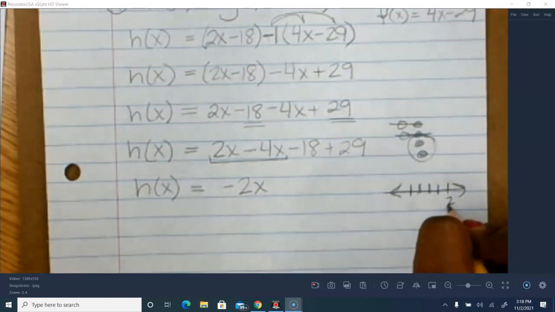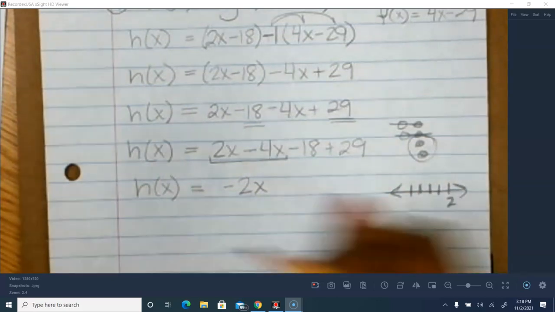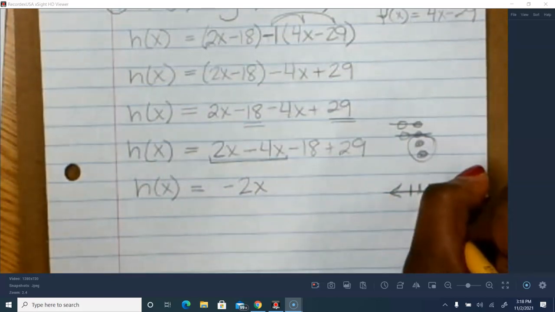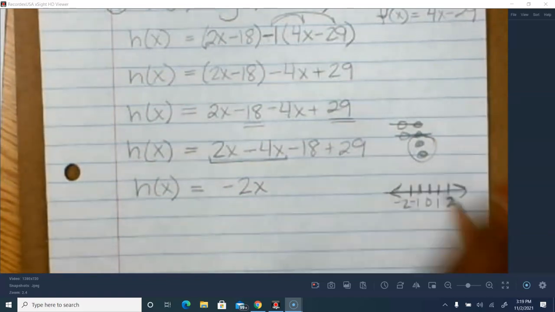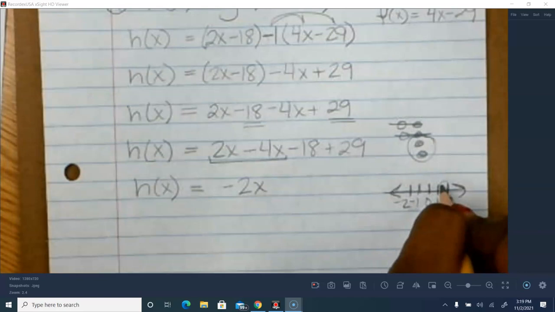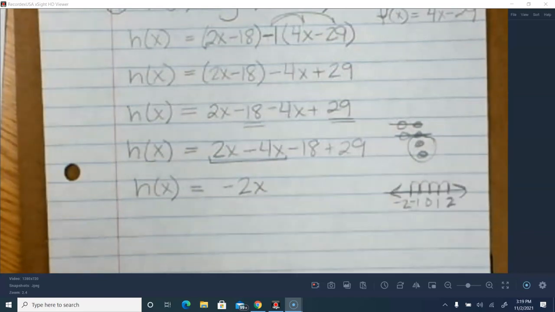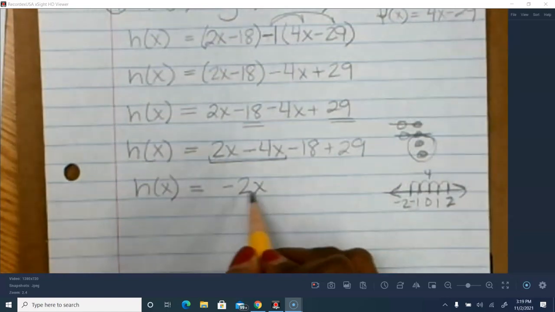Where would I end up? If this is a 2, and I'm going to the left, then the numbers get smaller. So that's a 1, a 0, a -1, a -2. So we would end up at -2 on our number line if we started at 2 and went to the left 4 units. So what do I have here? -2x.